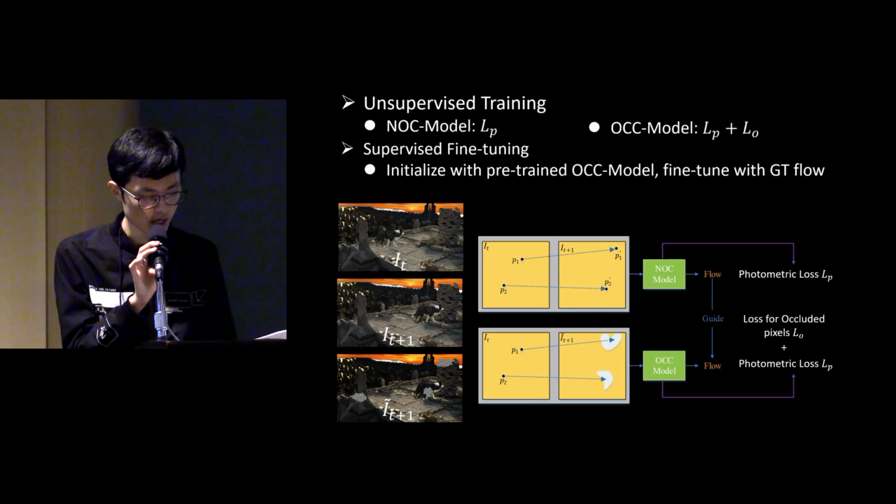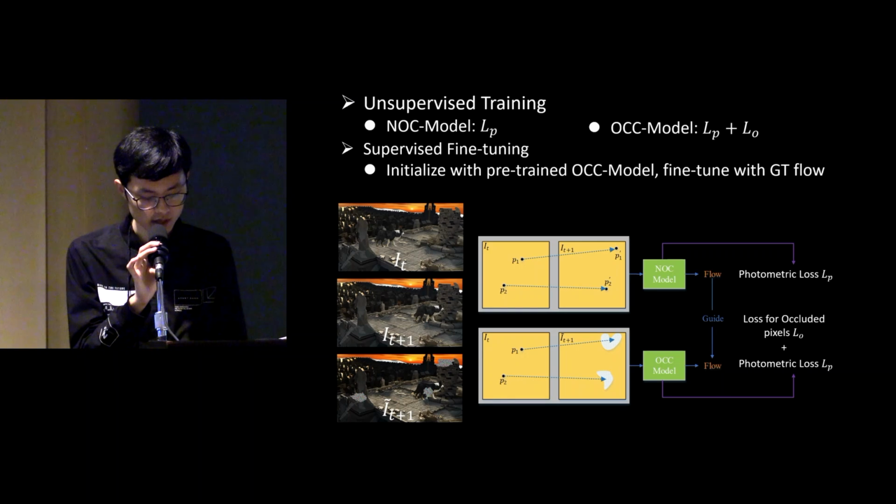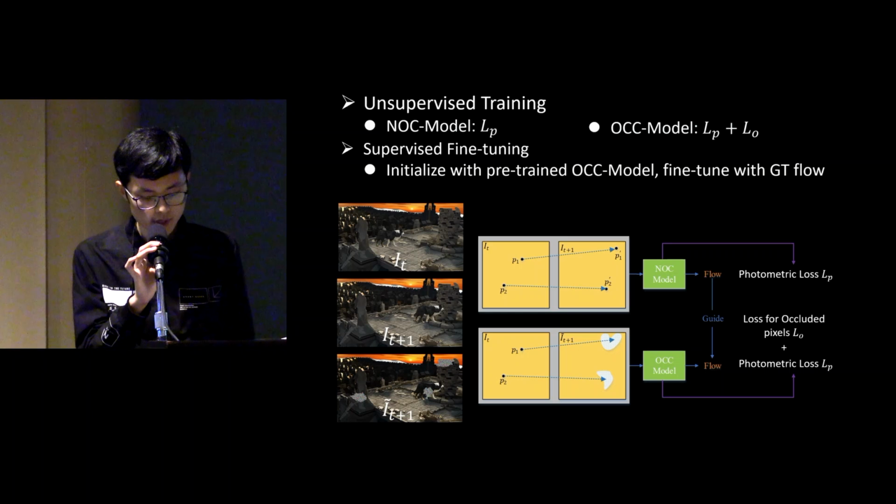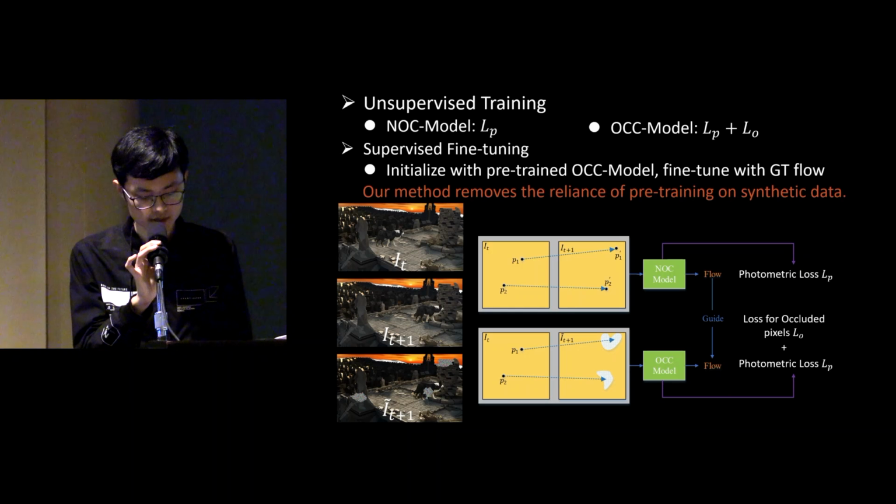During training, we only apply photometric loss LP to the NOC model. For the OCC model, apart from LP, we also apply LO to cope with occluded pixels. Then we use the pre-trained OCC model as initialization and fine-tune it with ground truth optical flow. Our self-supervised pre-training removes the reliance on pre-training on synthetic datasets.